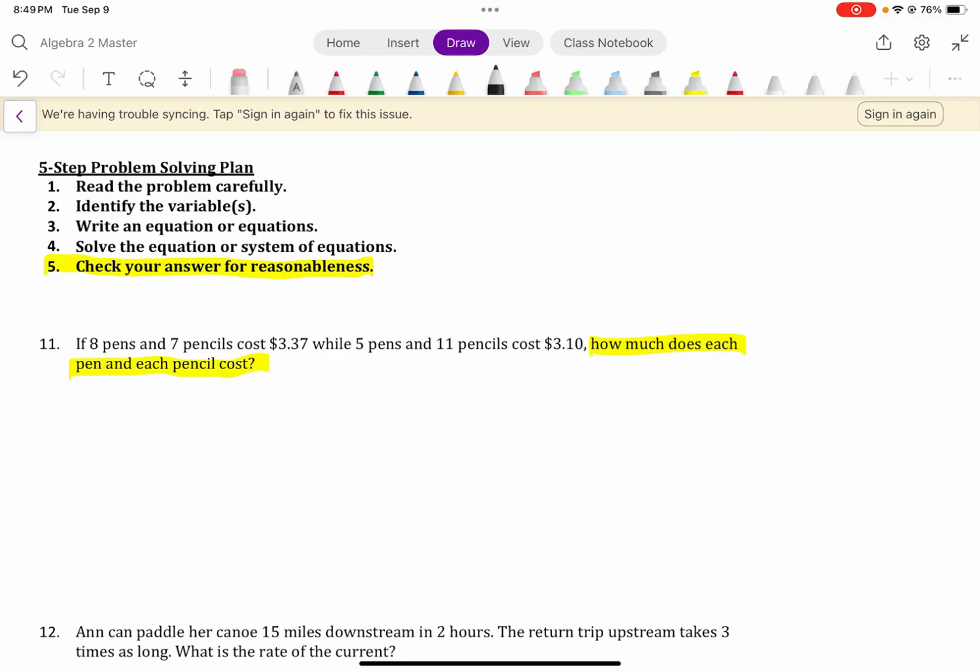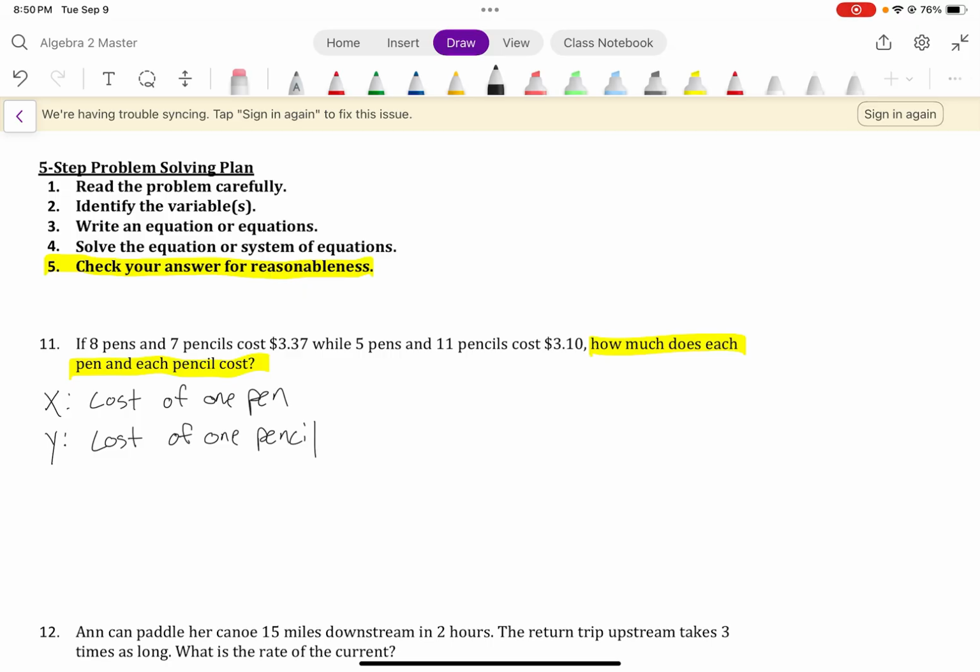I'm a boring individual, so I'm going to use the letters X and Y as my variables. You can use whatever letter you want to. It really does not matter. But you have to make sure that you're specific with what you're saying that variable is. So I'm defining my variable. I'm identifying my variable in step 2. How much does each pen and each pencil cost? So I'm going to say X is the cost of a pen, and Y is going to be the cost of one pencil. Okay, the thing that we're looking for is the cost. It's the unknown thing. That's why that is our variable.